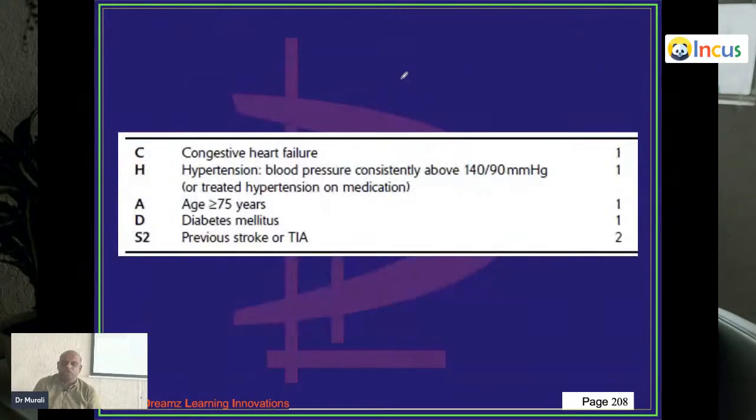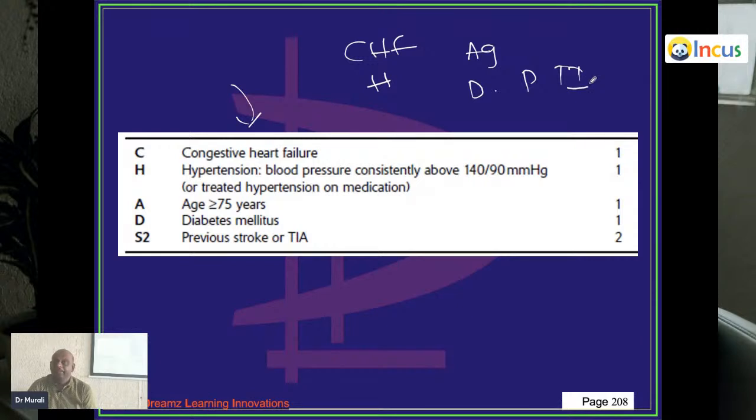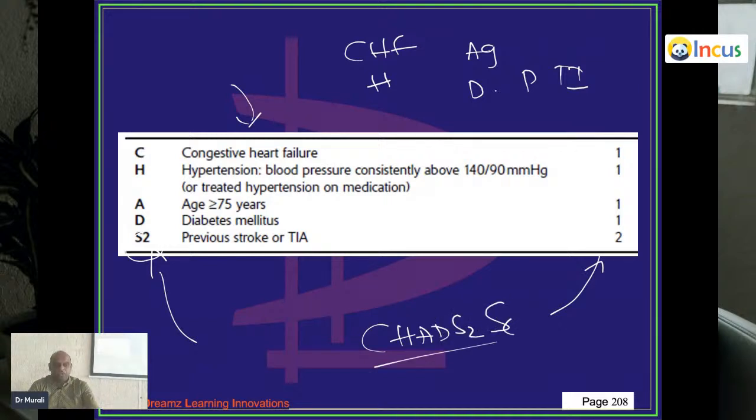So what is the treatment? Warfarin. You should know the CHADS2 score when you want to start anticoagulation. What are the indications for anticoagulation is what you have to be very, very sure about. Congestive heart failure, hypertension, age more than 75, diabetes, previous stroke or TIA. That has 2 points. That's the reason it's called CHADS2. Remaining all have 1 point. That is the CHADS2 score you have to basically remember. Good.